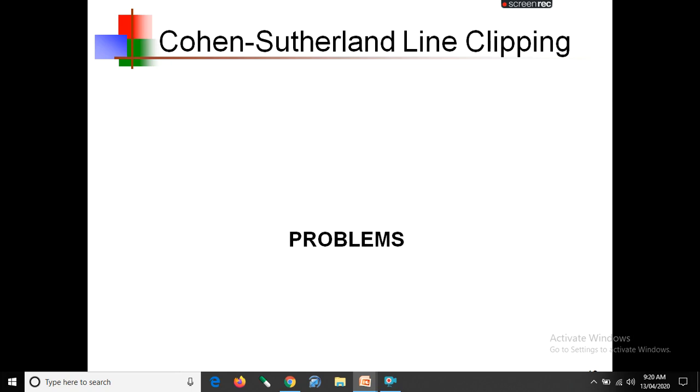So today I would like to conclude here. I want to stop here. I would like to revise the concepts we discussed today. We discussed what clipping is, what clipping algorithms we have in computer graphics, and we also discussed how to clip a point and how to clip a line using the Cohen-Sutherland line clipping algorithm.